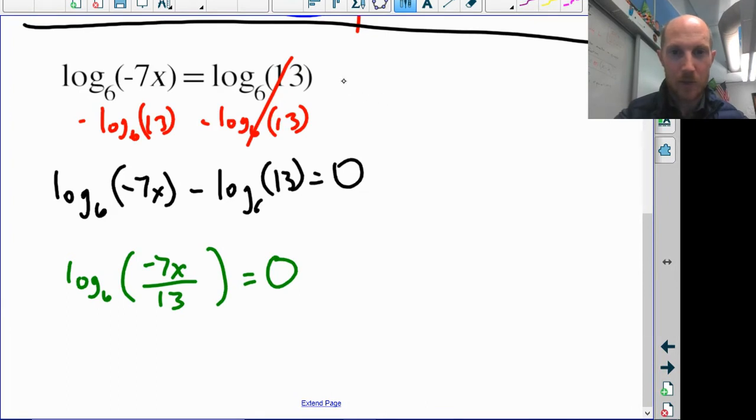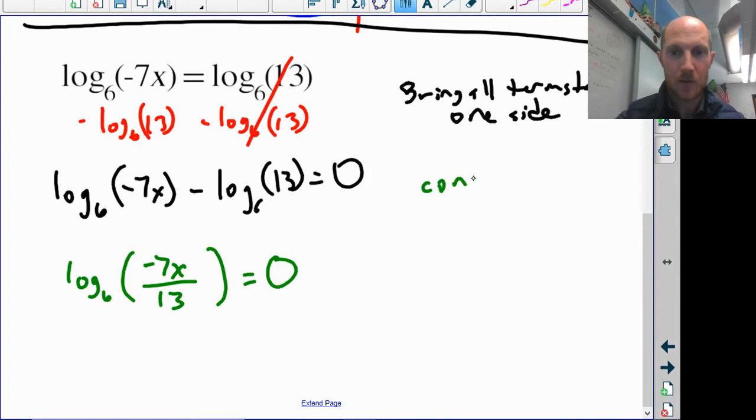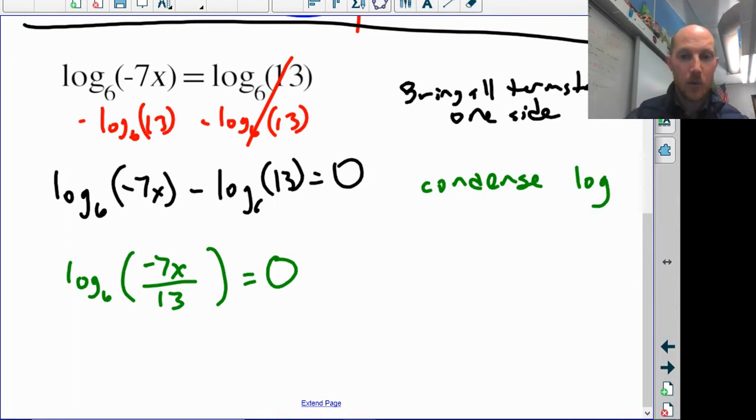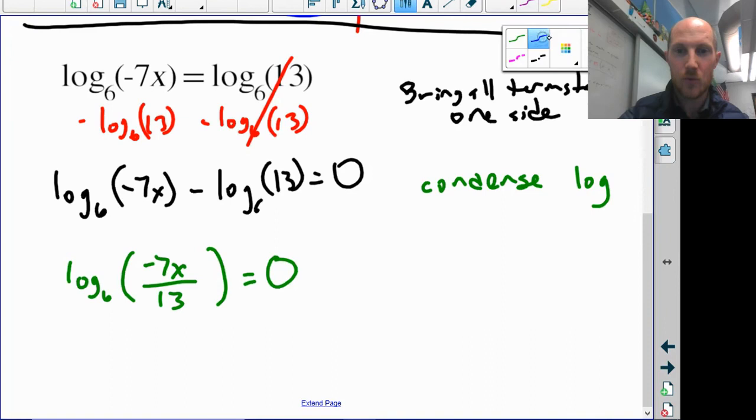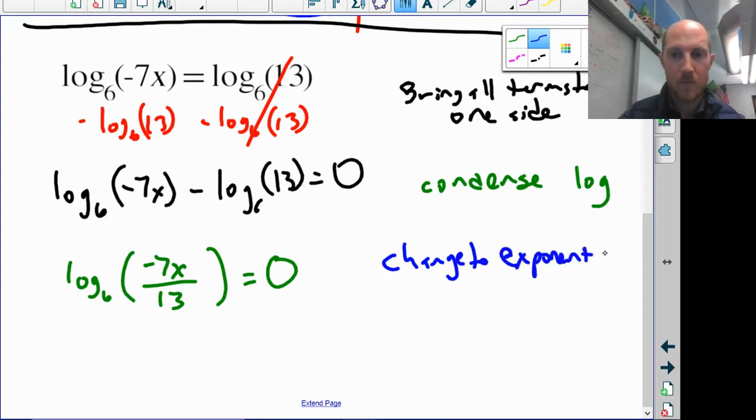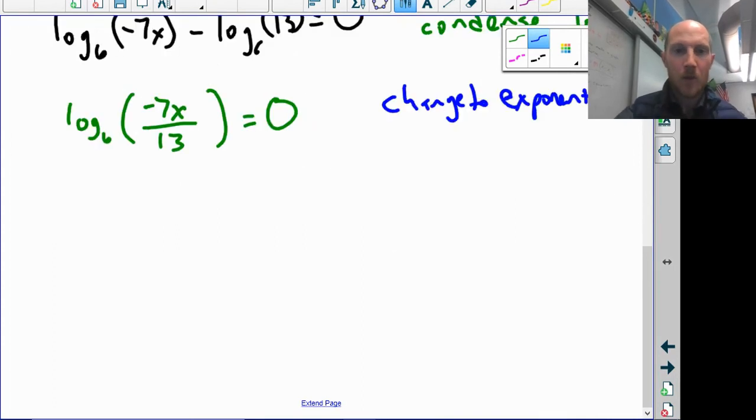Let me write down what I've done here so far. Bring all terms to one side. Next, we condensed that log. Next, I am going to change this into exponent form. Okay, here goes. Change to exponent form.